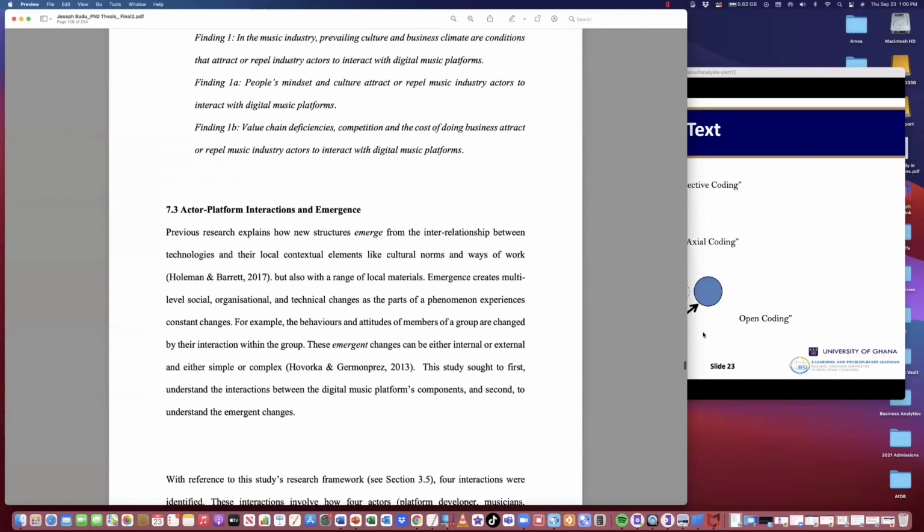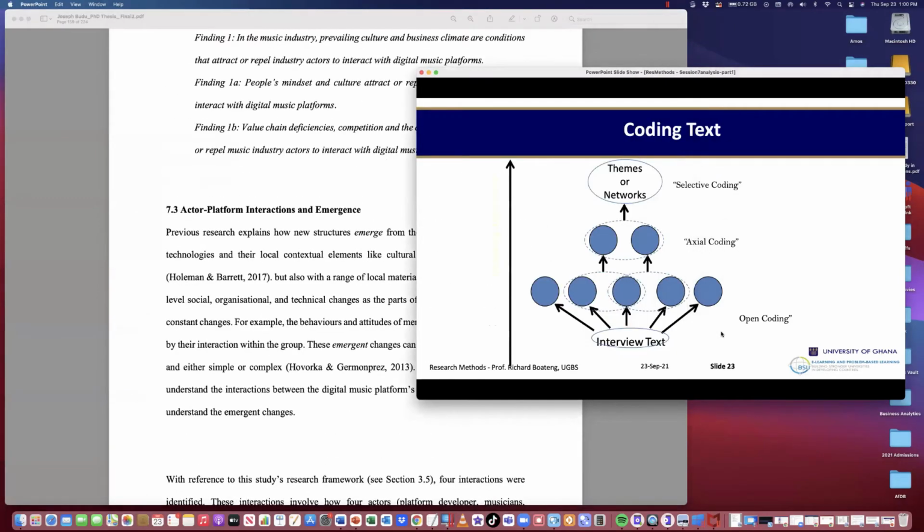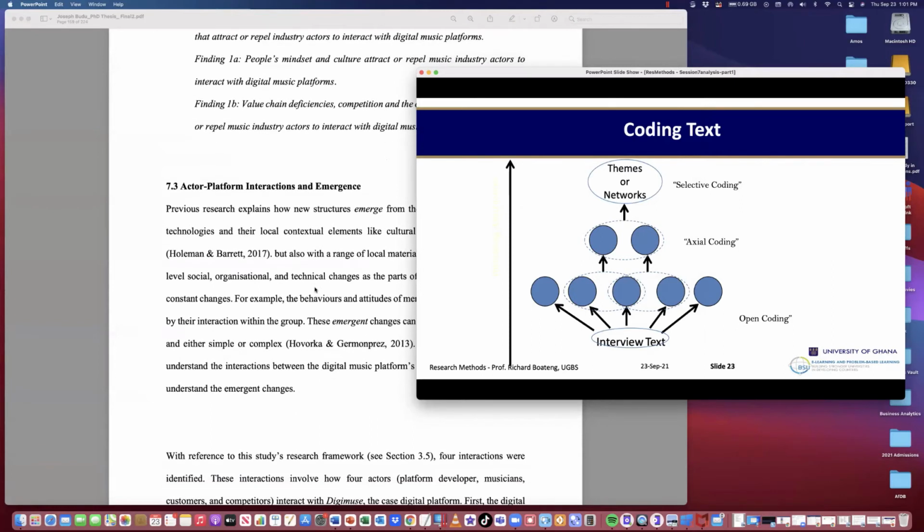Thanks, Prof. Mine has to do with the semantics or the language. When you were displaying his thesis, we were using first order code, second order construct, and then the conclusion. But what is showing on the screen now, in the lecture slide, you can see they are using different languages: open coding, axial coding.